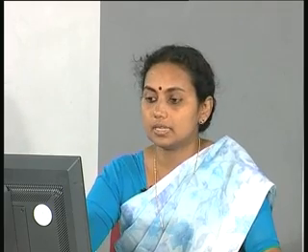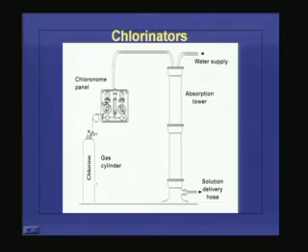Then this is the commonly used chlorinator. You can see the chlorine meter, which adjusts the flow rate and all those things. What will happen is, some water is coming here and chlorine gas is coming. So, this is an absorption tower. Here the chlorine gets mixed with the water and we get a weak solution of chlorine that will be going to the water.